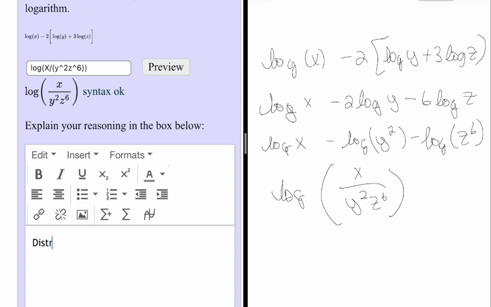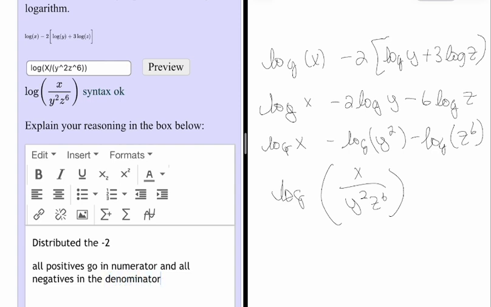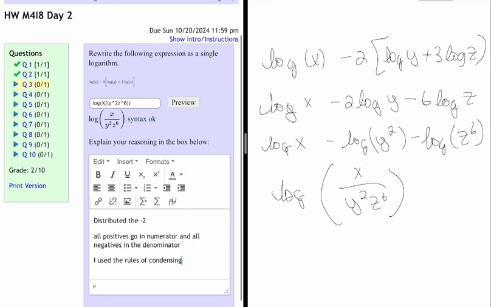I distributed the -2. All positives go in the numerator, and all negatives in the denominator. I don't know, you could probably say more than that. I use the rules of condensing. There you go. Okay, so that is question 3.